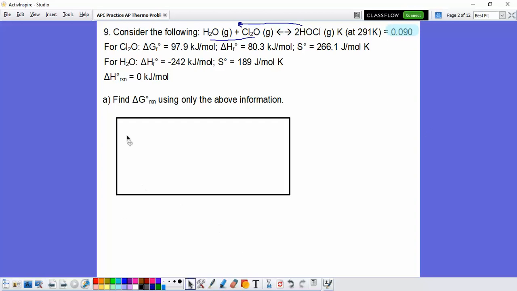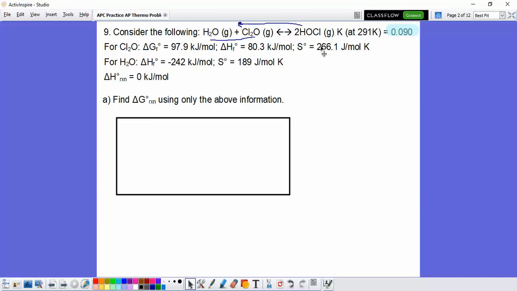Okay, so for part A, we want to find delta G of reaction using only the information given up here. So you might think, oh, let's use the going home to supper equation, delta G equals delta H minus T delta S. We can't use that though because we don't know the delta S of the reaction.